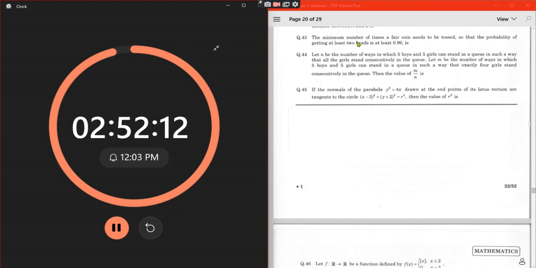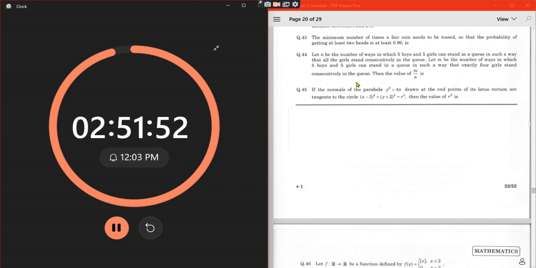Question 43 is this one. Okay, done. Question 44. Let n be the number of ways in which 5 girls can stand in a queue in such a way that all girls stand consecutively in the queue. Let n be the number of ways in which 5 girls can stand in a queue such that exactly 4 girls stand consecutively in the queue.